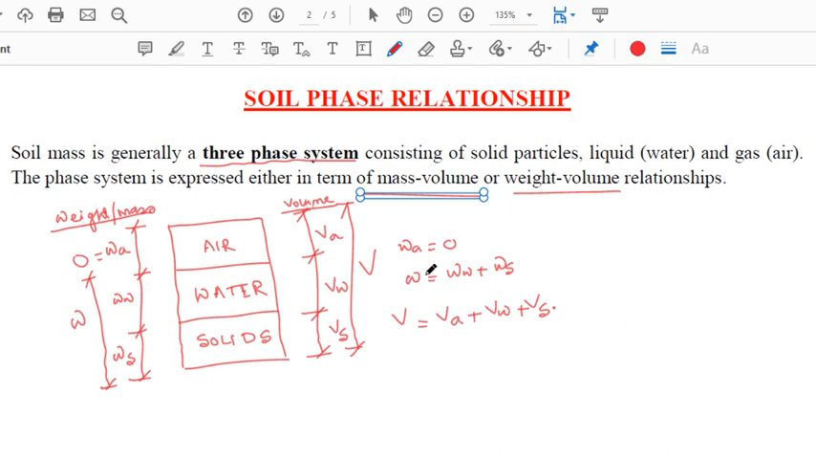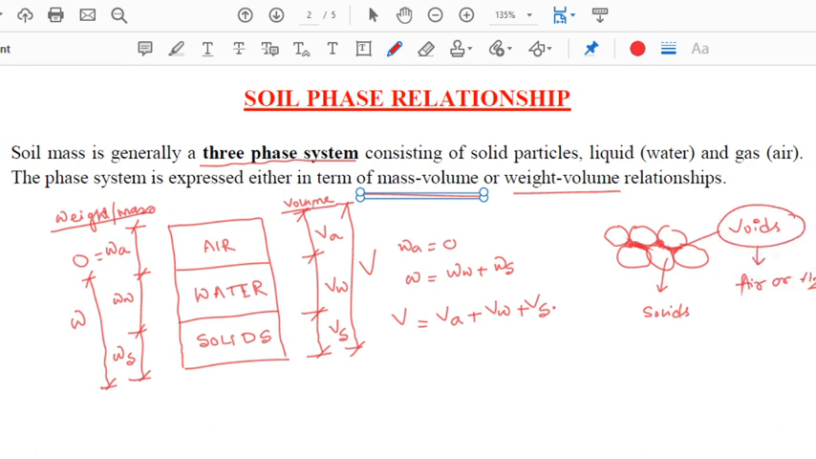Now remember one thing. If we draw it like this, solid particles are there, and in this portion are the voids present within the solid particles. This entire thing is a soil mass comprising these solids and these voids. The voids may consist of either air or water. So the volume of air and the volume of water together comprise the volume of voids. We can write volume of voids is equal to volume of air plus volume of water.